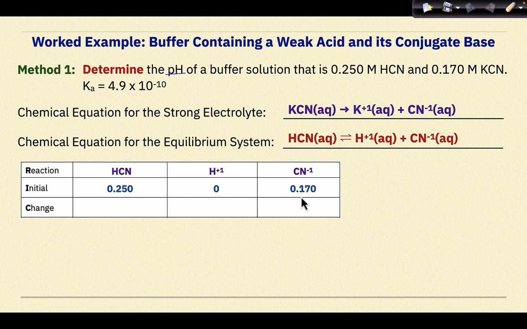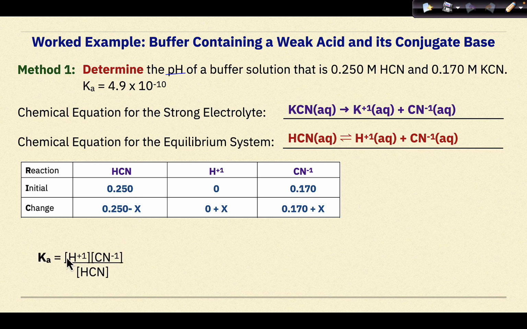So using our ICE table, initially we have a concentration of HCN of 0.250, no hydrogen ions, and our CN- concentration is coming from the strong electrolyte. Some amount of the HCN will ionize to form some amount of hydrogen ions and CN- ions. Here we are assuming that X is small based on our Ka value.